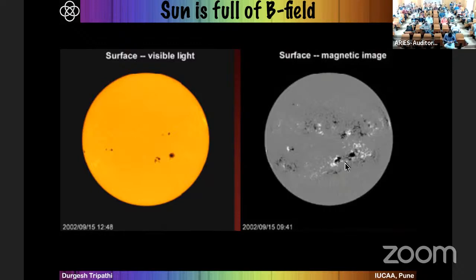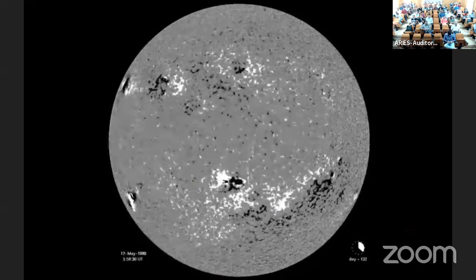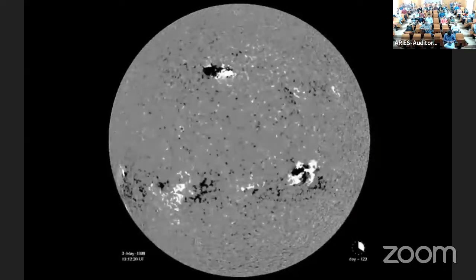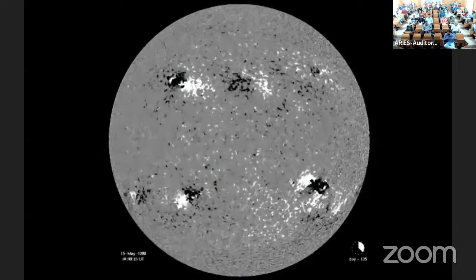So what you find is that, of course, these regions here have a stronger magnetic field. The stronger the darkness here and the brightness here, the stronger the magnetic field. But you also have magnetic field where there are no sunspots. When you look more carefully, we find that the sun is like a pizza with salt and pepper on top of it, right? So these are image sequences, measured magnetic field maps, put together for a month.